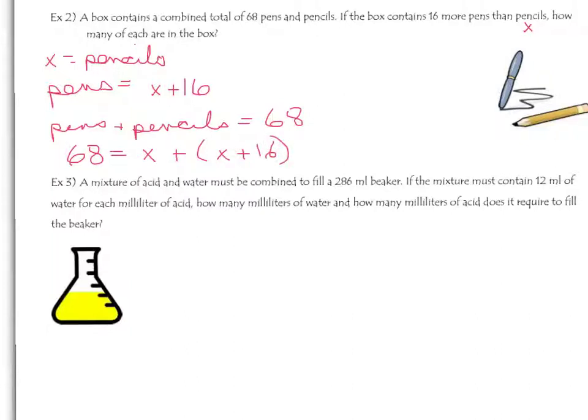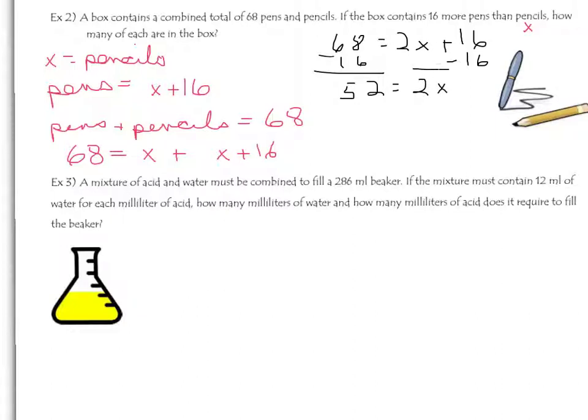So there's our equation. So now we look at the equation, and since everything's being added, we don't really need these parentheses. So we combine like terms. Let's start off in black and write a new column. 68 equals 2x plus 16. Subtract 16 from both sides, and we get 52 equals 2x. And then we divide by 2, and we get 26 equals x.